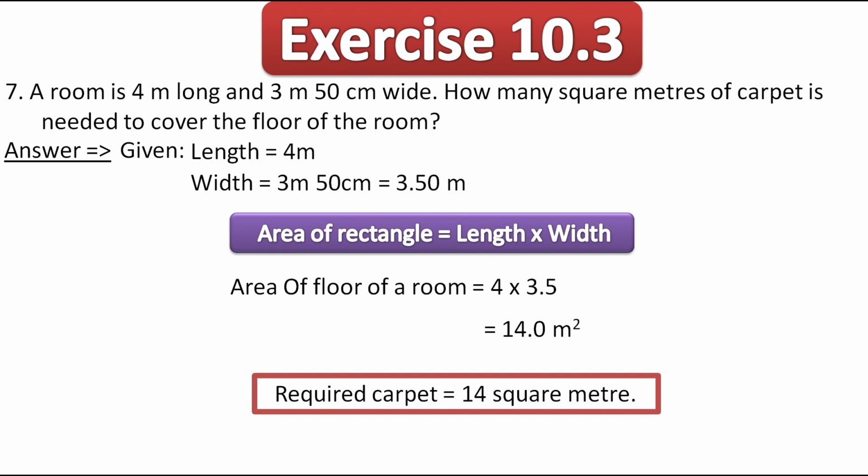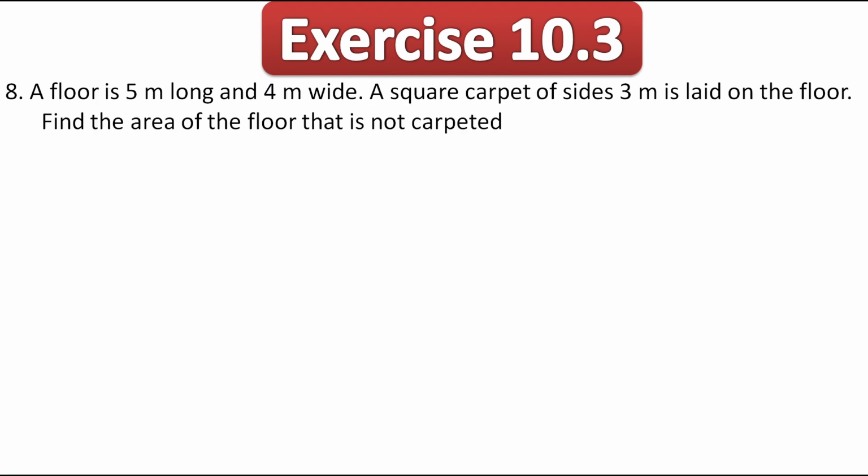Okay. Now let's move to the next question, that is the 8th one. A floor is 5 meter long and 4 meter wide. A square carpet of sides 3 meter is laid on the floor. Means there is a floor with length 5 meter and width 4 meter. And on that floor, they have placed a square carpet of side 3 meter. Okay.